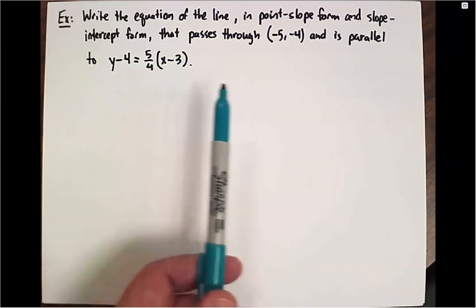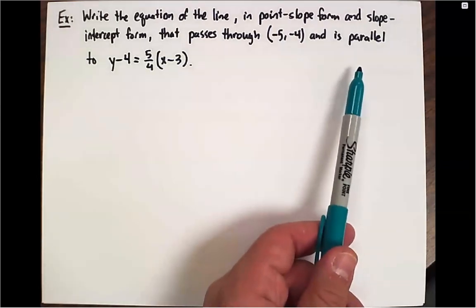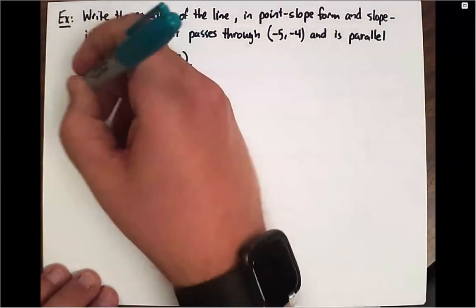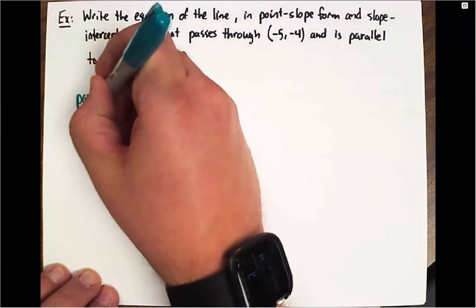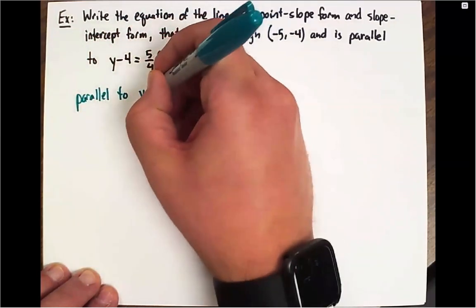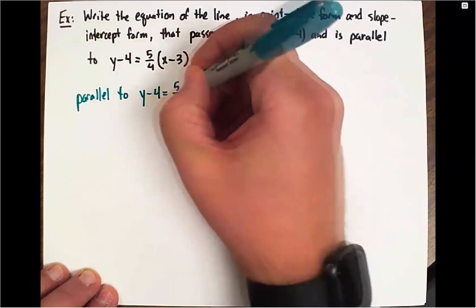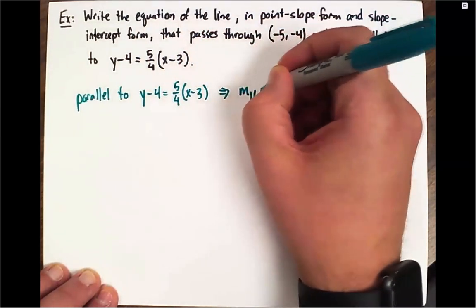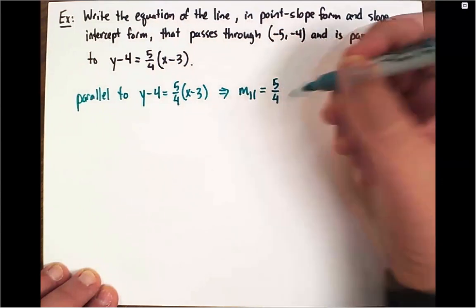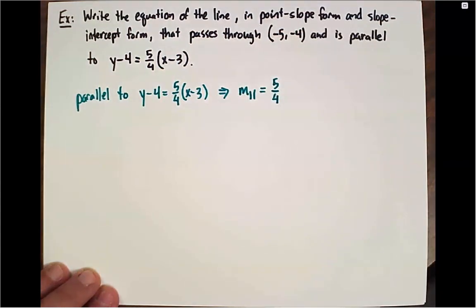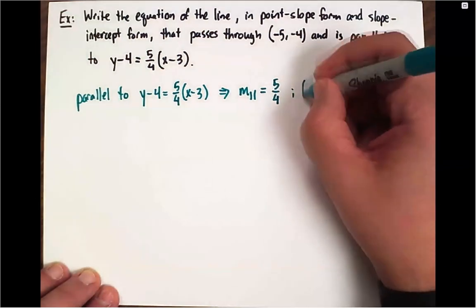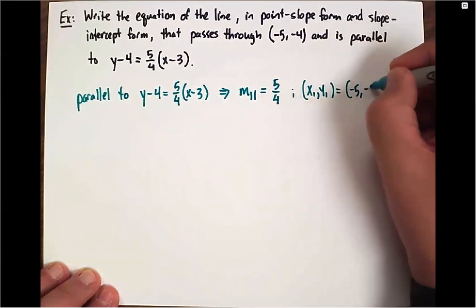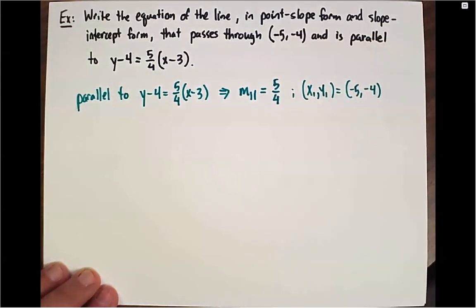And since I want the parallel line, what's the slope of that one going to be? 5 fourths. If I want to go parallel to y minus 4 equals 5 over 4 times x minus 3, then the parallel slope is going to be the same as the slope of the original line. And my ordered pair, x1, y1, is going to be, this time, negative 5, negative 4.